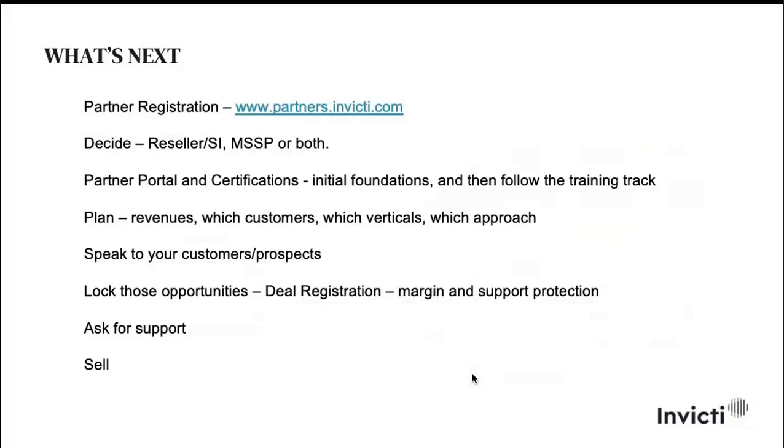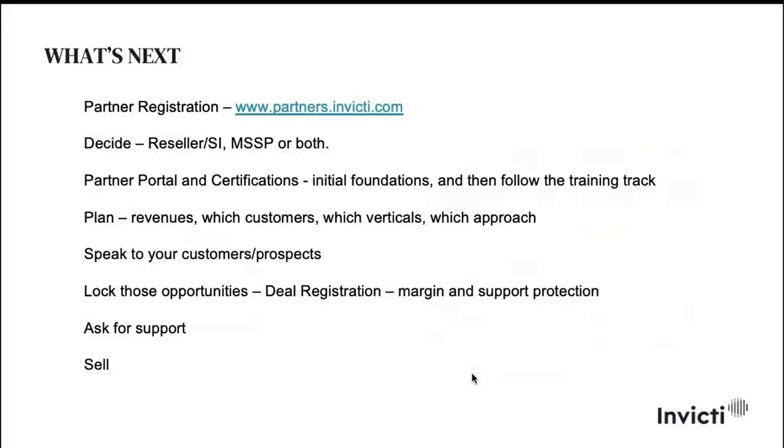Everyone will be doing this. So they're either speaking to you or your competitors. Once you get a sniff, once you get an understanding that there's an opportunity out there, once you get a customer who's shown some interest, lock that opportunity. Deal registration is king. Okay? There's no point talking to a customer for 3 months and then you registering something and we're going, it's already been registered because someone registered it a week ago. Deal registration provides margin protection and it provides support protection.